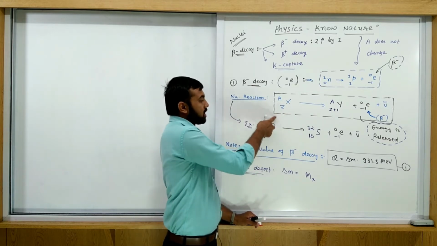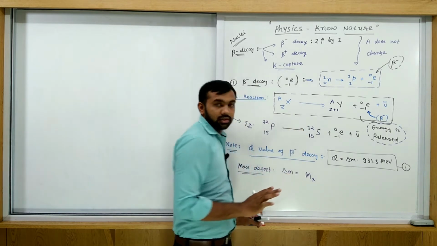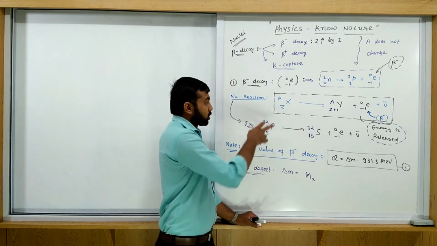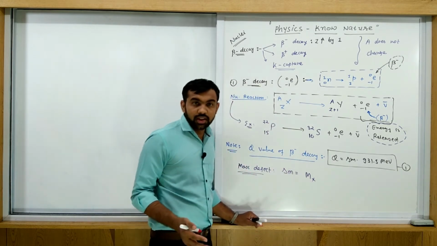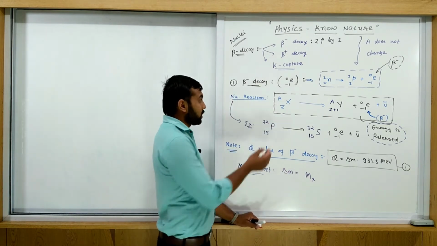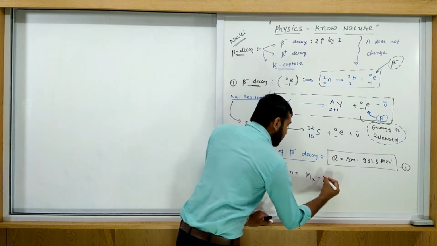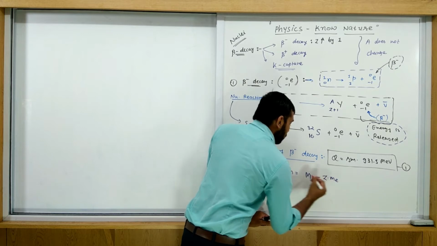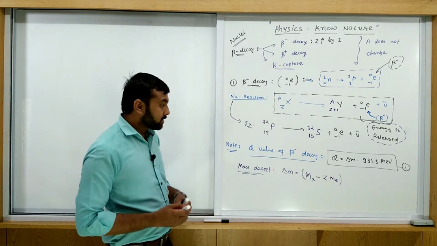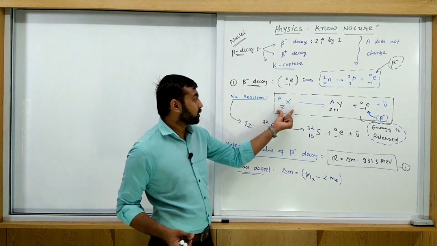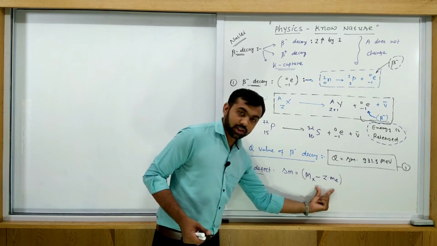If you consider this, it is the total mass of phosphorus, and this one the total mass of sulfur. So the total mass of this one is mx. Since we consider the nuclear reaction, we subtract the mass of the electrons. How many electrons are present here? Z electrons. So minus Z into the mass of the electron. This is the total nucleus mass on the left hand side.